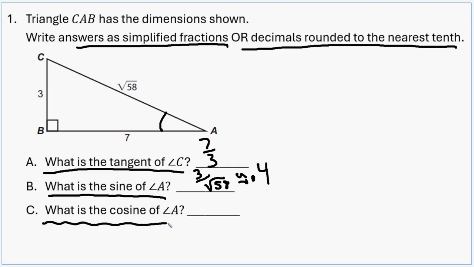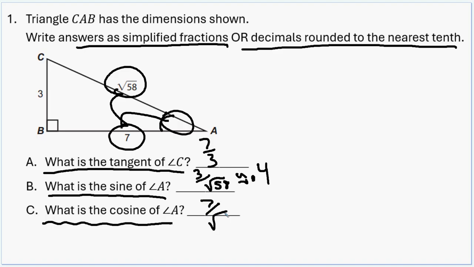And then back to angle A, cosine. So here we are at A. Cosine is the adjacent side over the hypotenuse. So that'll be 7 over the root of 58, which is about 0.9.